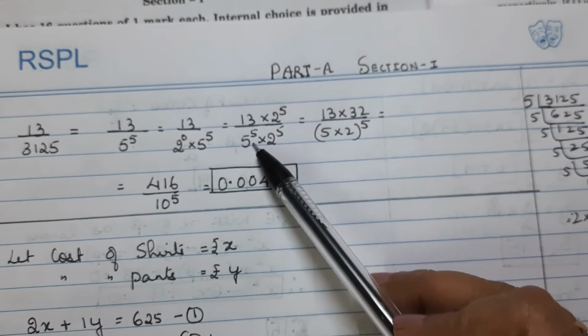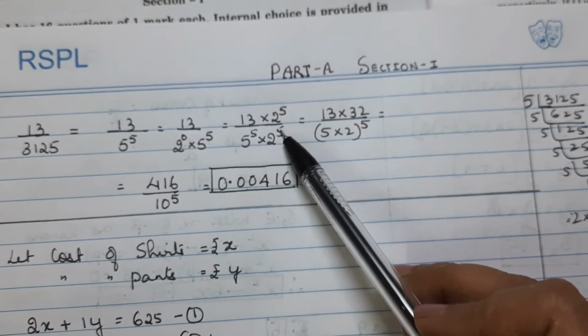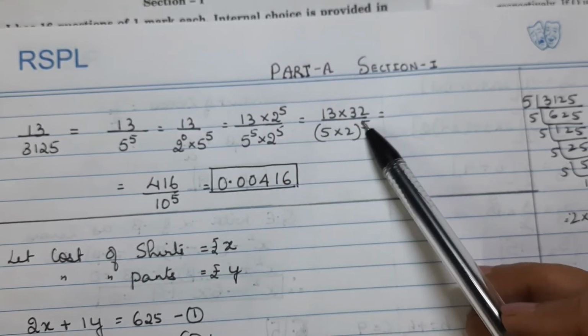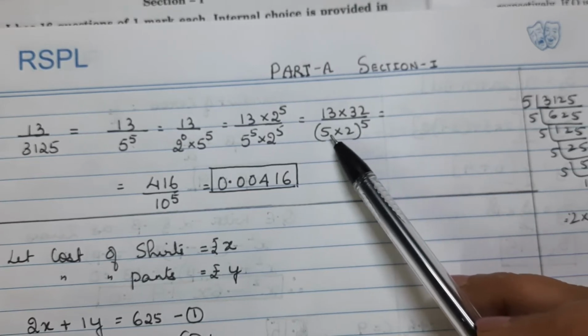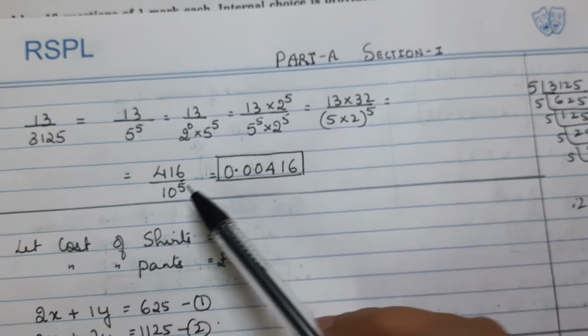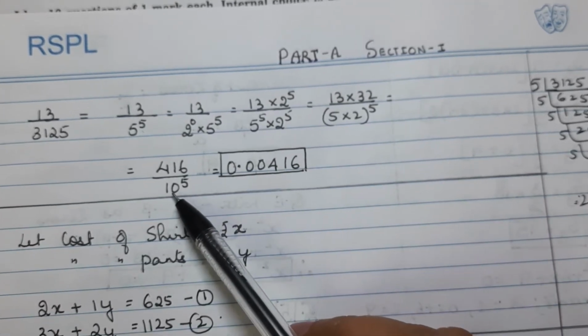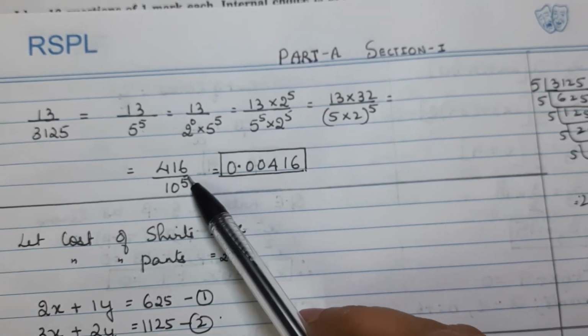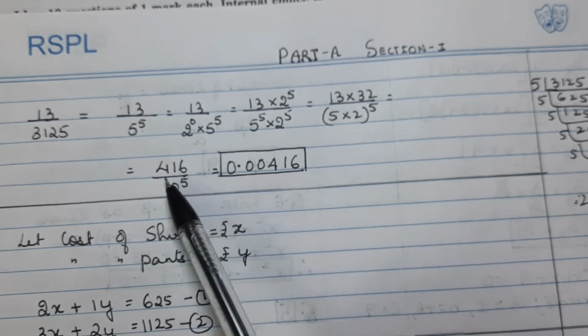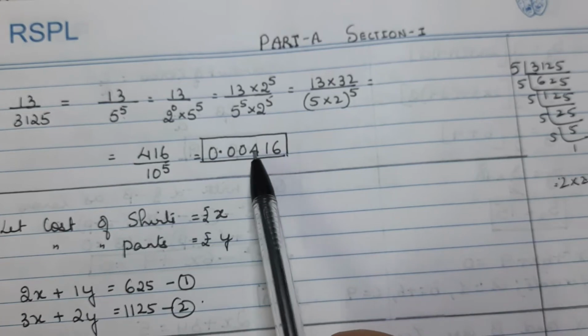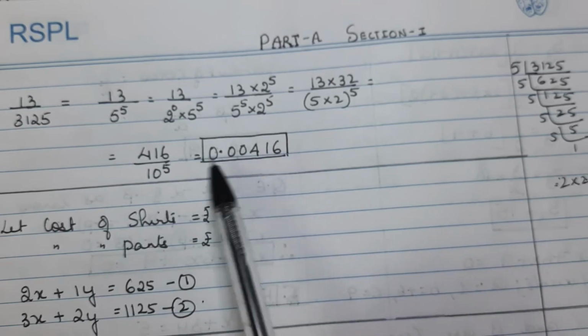In the denominator, we have a raised to m into b raised to m will be a into b raised to m. So when the exponent is the same, we can multiply. This is the reason we multiply here to get 10. So 10 raised to 5 means there are 5 zeros. So after 5 digits, the decimal point will be 1, 2, 3, 4, 5, point.